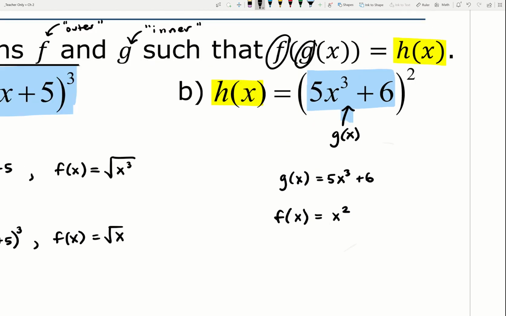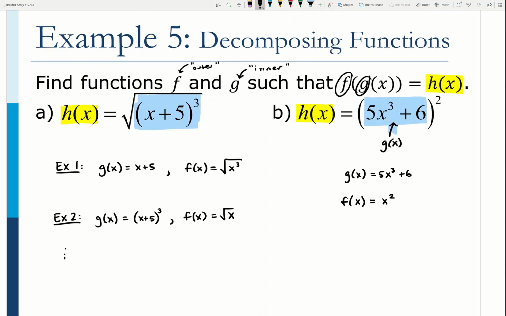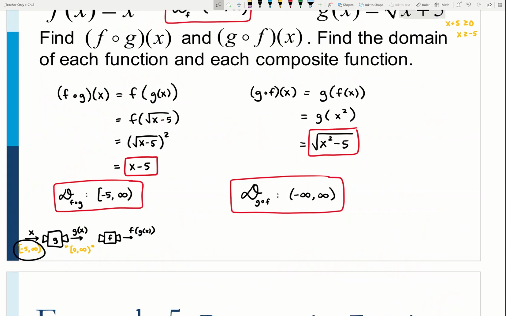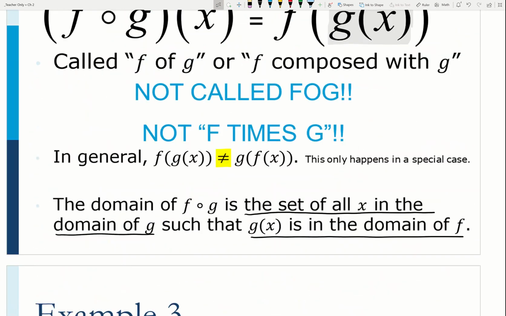There are a dozen other ways to do this as well, but when you decompose functions, the idea is that you can find just an example of a way that these could decompose instead of finding all the ways. So I hope this video has been of some help to you.